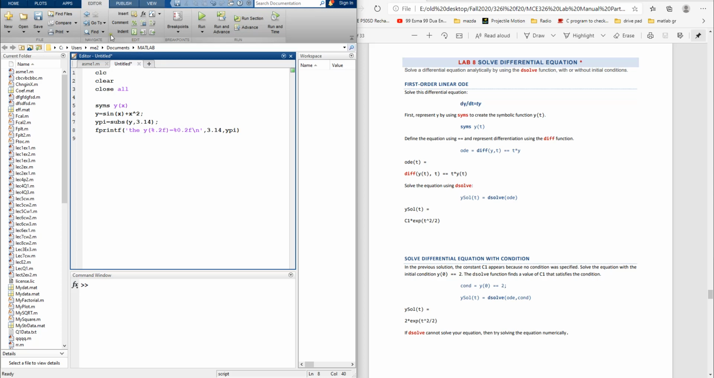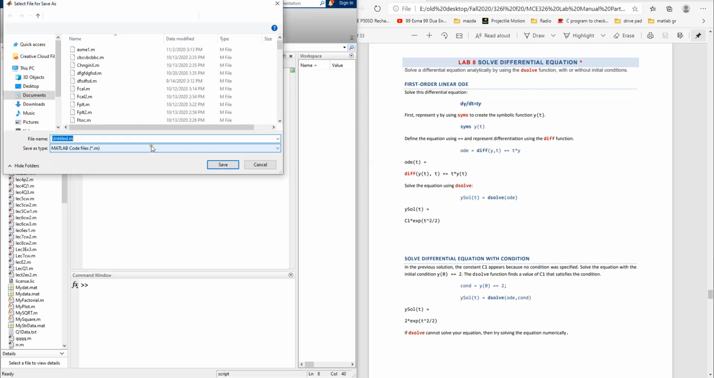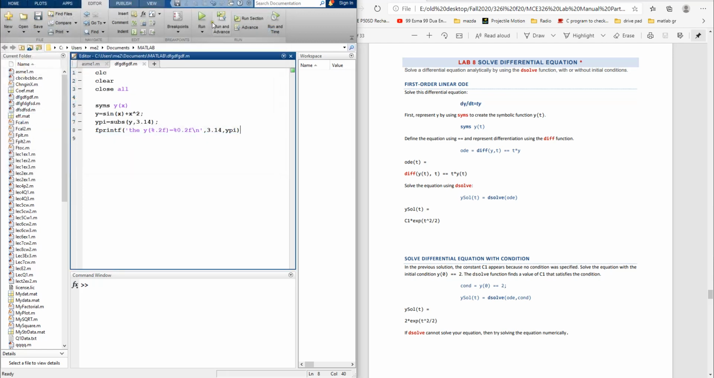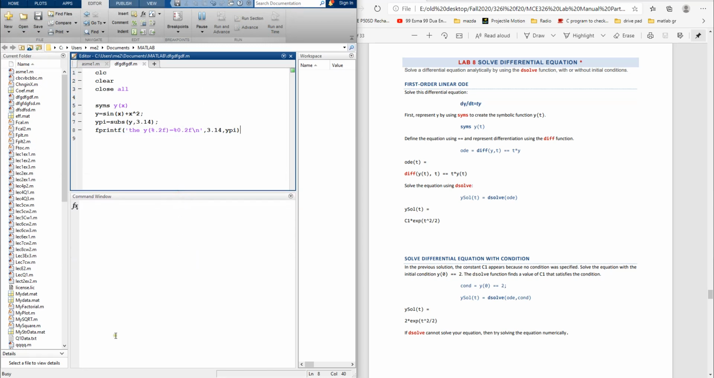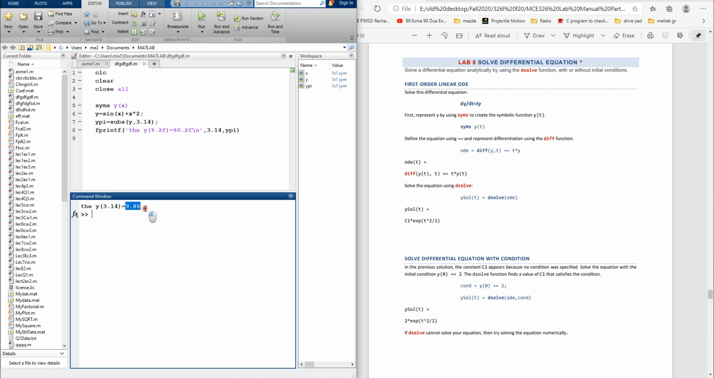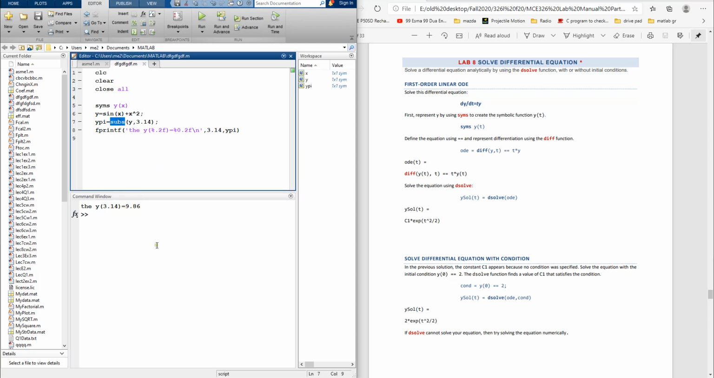If I run the program, we will get a result. Now as you see, the y of 3.14 equals 9.86. How did we get this value? By using the built-in function subs that works with symbolic equations or symbolic functions.